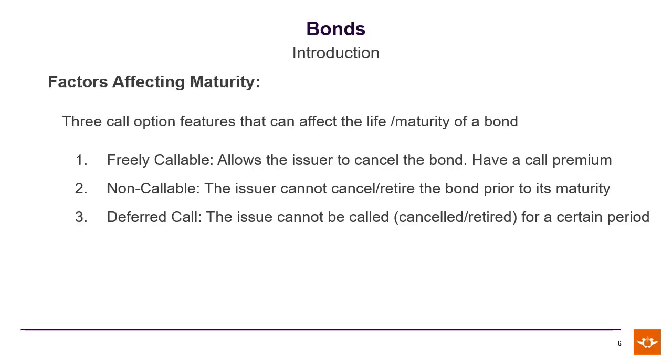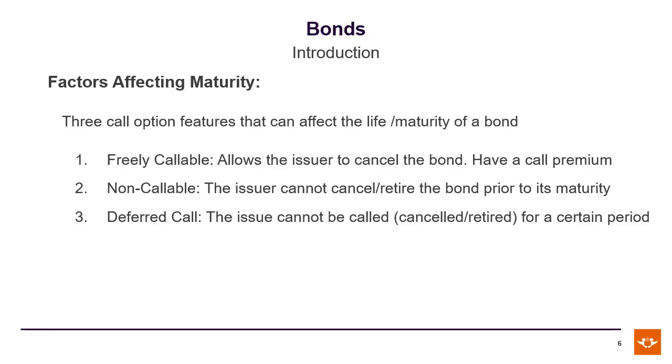This call feature is usually issued as part of the bond when interest rates are falling. So if a bond is about to be issued and the interest rate environment is a falling environment, in other words, looking to the future, it looks like interest rates are going to fall, then the issuer will most likely attach a call option to this bond, and that gives the issuer the right to redeem this bond earlier.